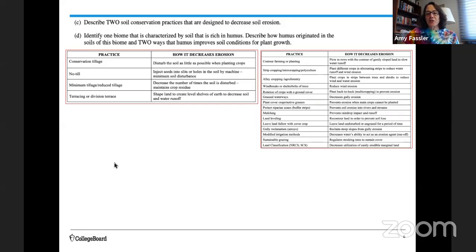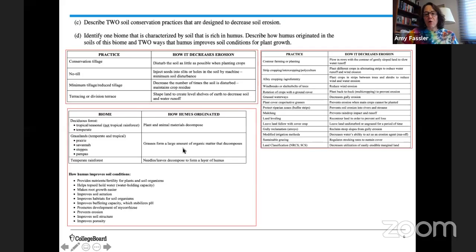And then letter D was 3 points for looking at, actually 4 points. We have to list a biome that's rich in humus. We have to describe how that humus originated and provide 2 ways that humus improves conditions for plant growth.